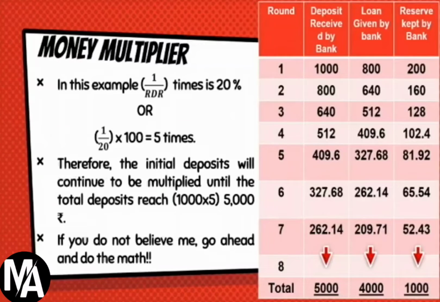So when we do 1 by 20 into 100, it comes 5 times, which means that this process of money multiplier will go on and on until the deposits become 1000 into 5, or 5 times the deposits, that is 5000 rupees. Which means the total deposits received by the bank will be 5000 rupees here, as it is shown here in the table. The total amount of loan given will amount to rupees 4000, and the reserves kept by the bank will be 1000 rupees. So this is basically how money is being multiplied by banks.